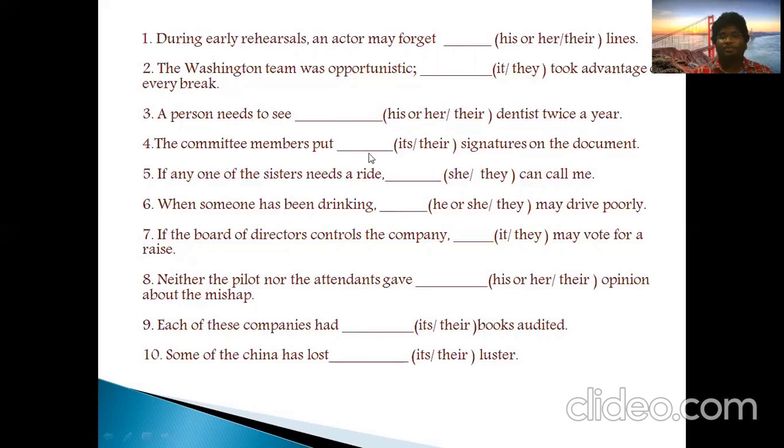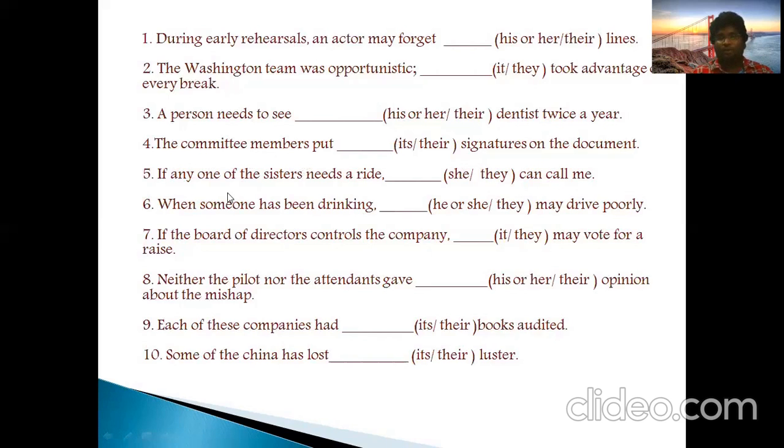Next, the committee members put dash signatures on the document. We are the people who are supposed to be careful here. Committee members is plural, so we're going to use a plural pronoun. The committee members put their signature on the document.